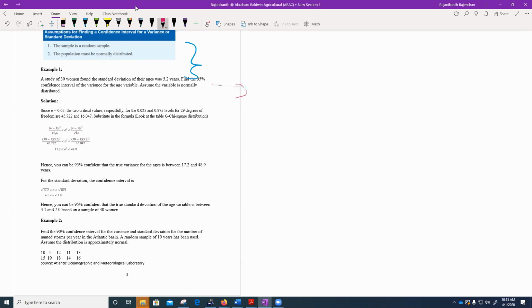The problem is now finding a confidence interval for variance. Of course, we have only one formula for variance, so let me write it down. The interval formula is n minus 1 times s squared over chi-squared right, comma, n minus 1 times s squared over chi-squared left. Now my task is to find all these values. Read the problem and tell me.